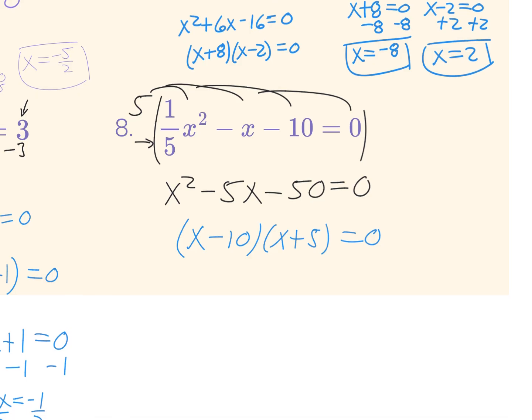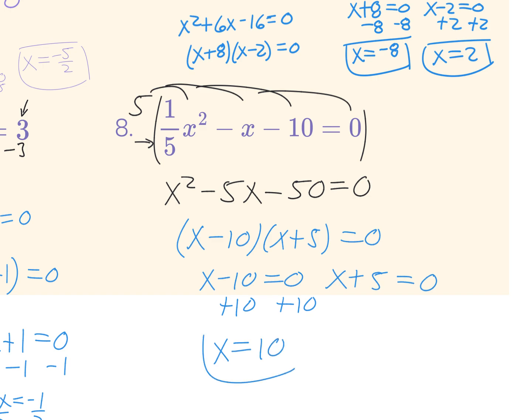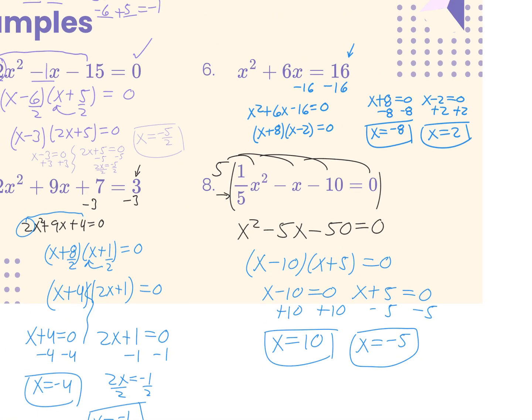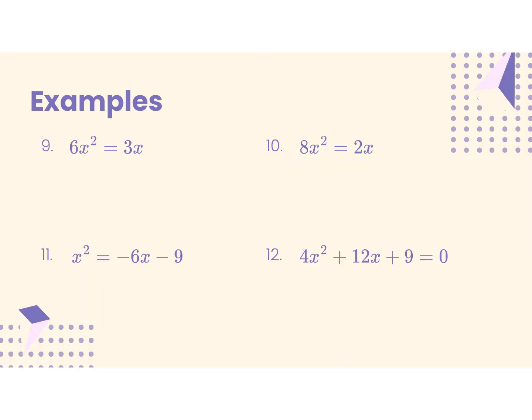All right, so I can use my zero product property again. I'm going to do x minus 10 equals 0. And then x plus 5 equals 0. So I can add 10 to both sides. I get x equals 10. And then I can subtract 5 on both sides, and I get x equals negative 5. All right, so that's the only difference with this one, was clearing the fraction, right? But otherwise, it's still the same steps.